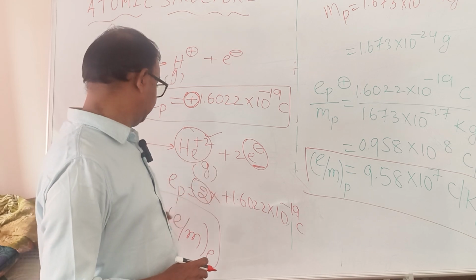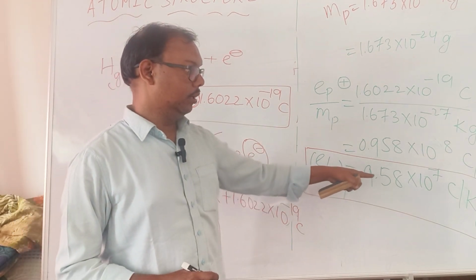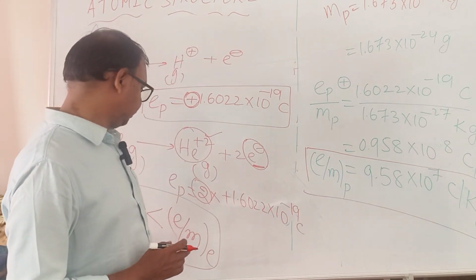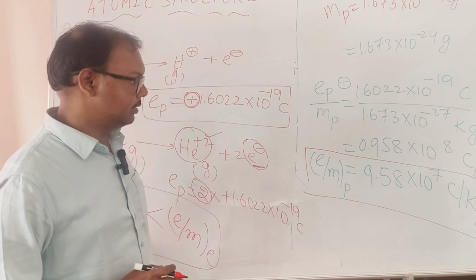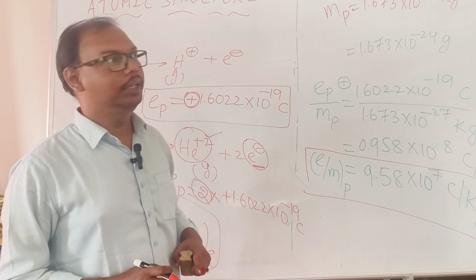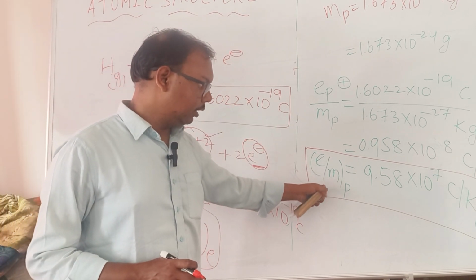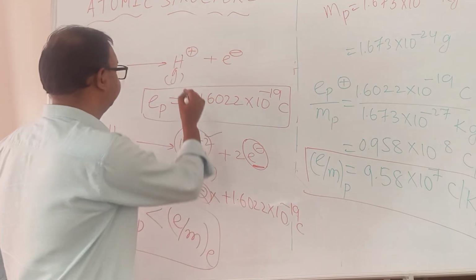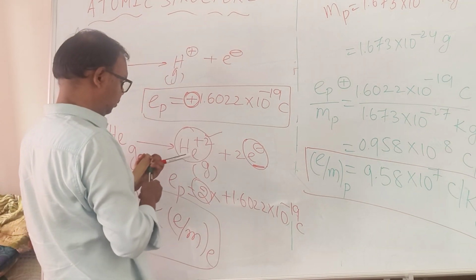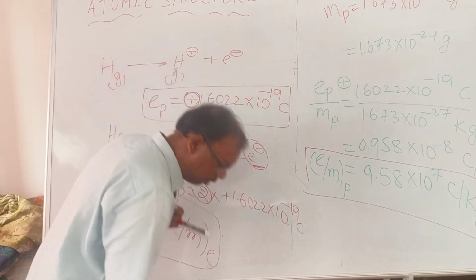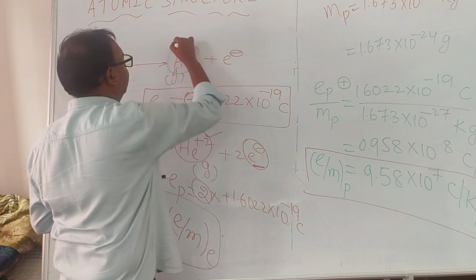Now compare the E by M ratio of electron and the E by M ratio of proton. The E by M ratio of proton is lesser than the E by M ratio of electron. Therefore, we consider only the proton here. This is the proton we can consider.